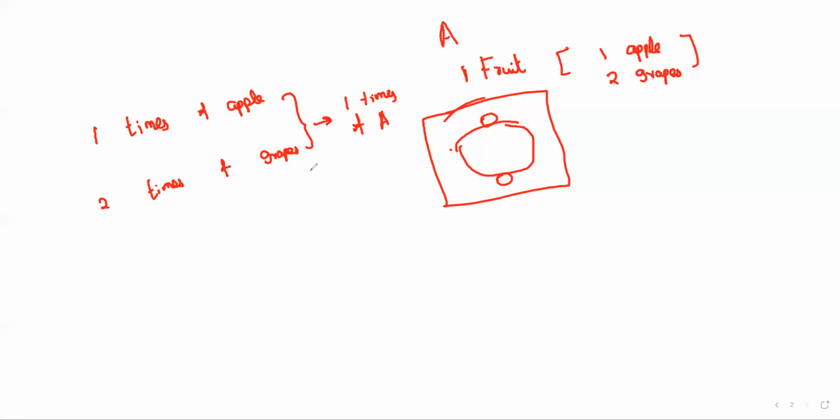Do you understand the scenario? Both of you understand the scenario? Yes. So I want to make a fruit like A. If you want to make A, it needs 1 apple and 2 grapes. So I will take 1 times of apple and 2 times of grape, meaning I can get 1 times of A. Now the question is, I am taking 1 kg of apple and 2 kg of grapes. Shall I get 1 kg of A?